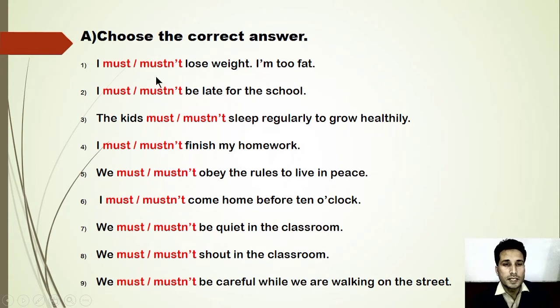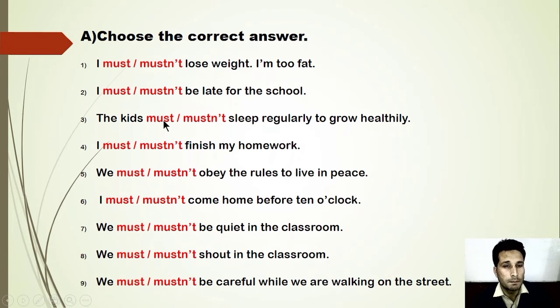I must not lose weight, or I must lose weight. I'm too fat. So if I am fat, I must lose weight. So here the correct option is must. I must or mustn't be late for the school. Definitely, I must not be late for the school.